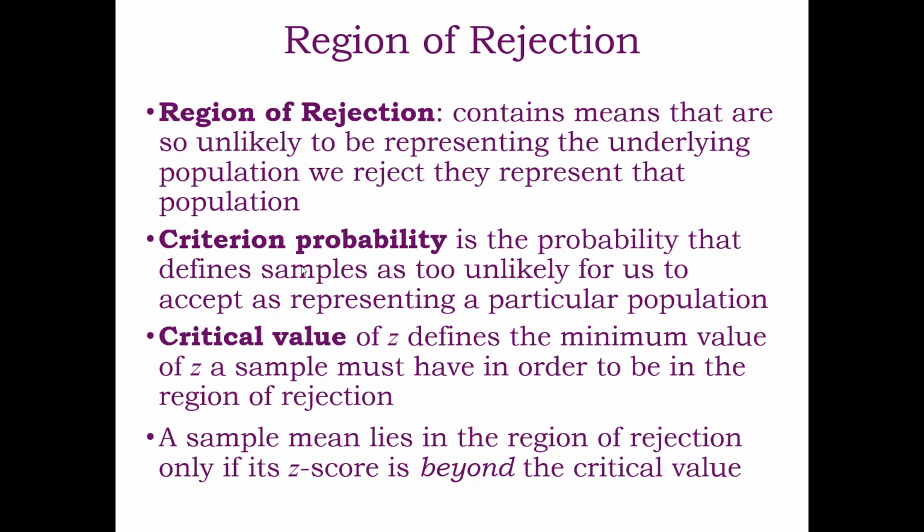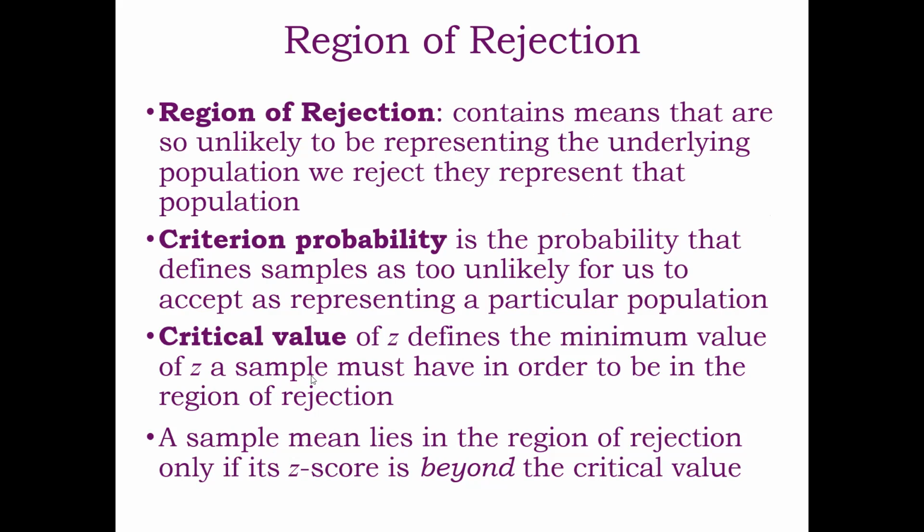Criterion probability is the probability that defines samples as too unlikely. So we have to say, well, what do we consider unlikely? Do we consider it unlikely if it's only going to occur 5% of the time? Or do we consider it unlikely if it's only going to occur 1% of the time? Generally, in psychology and in most behavioral sciences, we set the criterion probability at alpha equals 0.05. And we'll get back to that next week. Okay, but just keep that in mind, 5%.